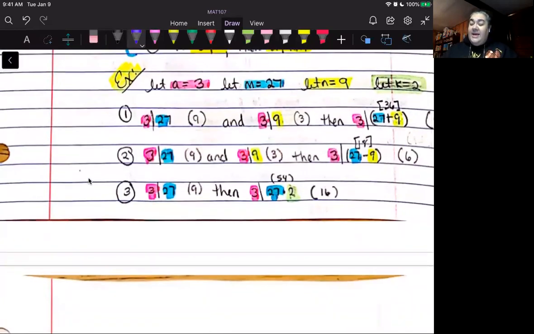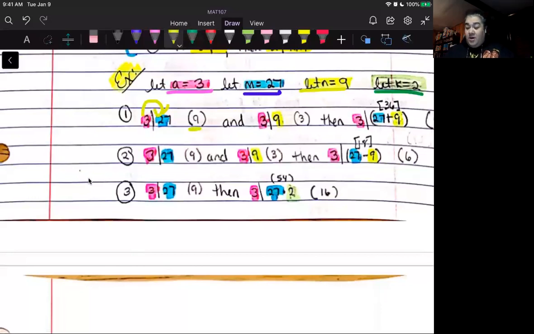So here's an example. We're going to say that a is 3, and it's going to divide 27, in other words, goes into m, 27. And then we're going to say that n is 9, so it's going to go into 9. And we're going to say that k, the multiple we're going to use, is going to be 2. Then according to this theorem, a will divide evenly into 27, which it does, because it goes in 9 times with a remainder of 0.